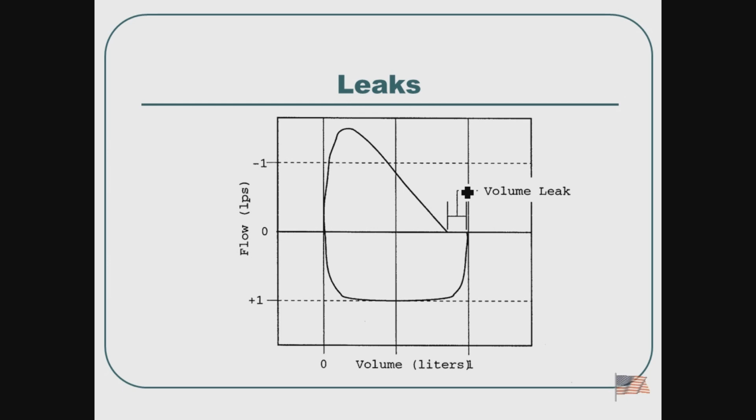Identifying a leak another way: this is a flow volume loop. Here I have an inspired tidal volume. Here I have an expired tidal volume. There's some volume of air that's not come back. What I put in and what's returned are different values. It's got to be a leak.